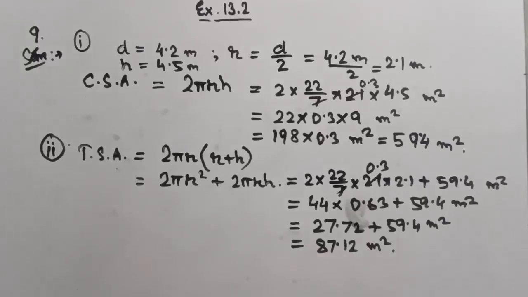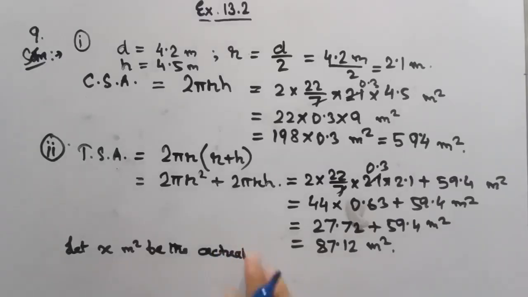find the actual amount of steel used in making this tank, in which out of this actual steel used, 1/12 is wasted. So let x meter square be the actual steel used.